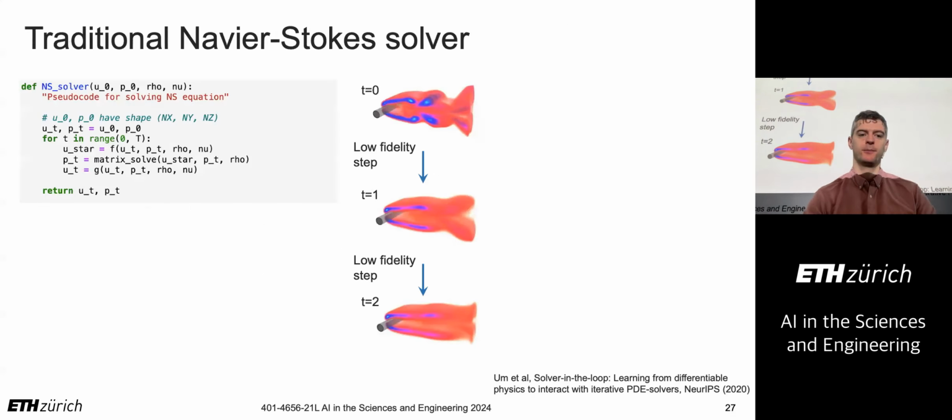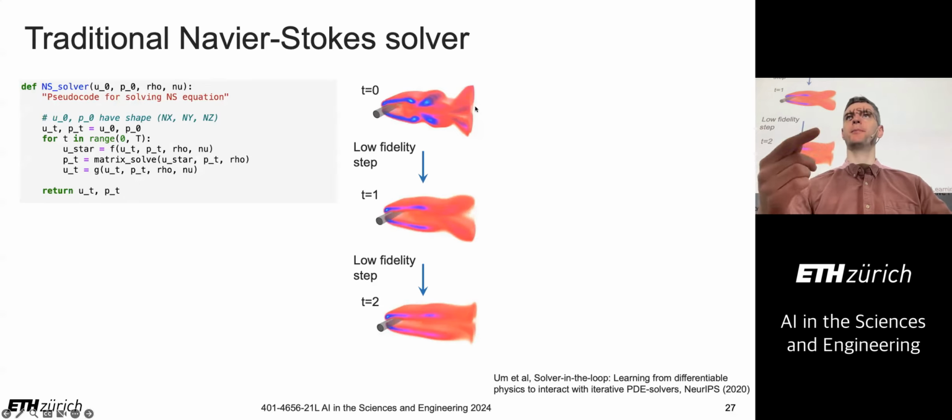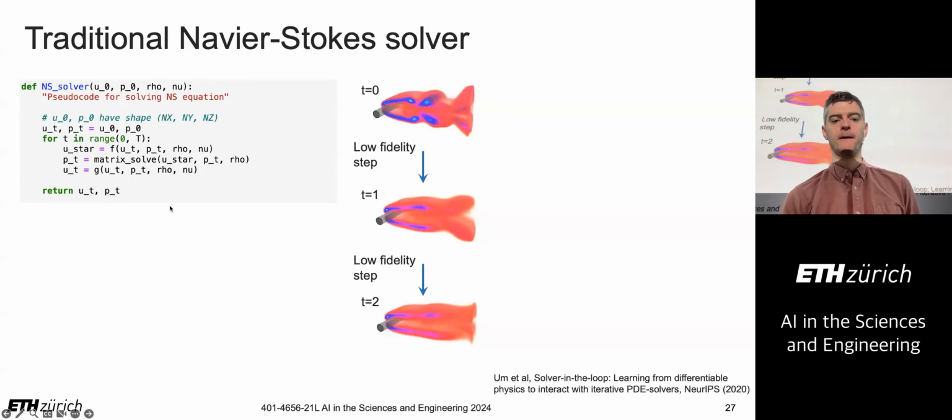So let me just put this traditional Navier-Stokes solver pseudocode up here on the left. This is the same as I showed before. And what I've done here is just draw this out pictorially. So again, it's just a for loop where the for loop has some functions that we're computing, and also inside of the for loop, it has a matrix solve where we're solving for the pressure at time +1. And so we just think of this as taking our initial flow and then carrying out many low fidelity steps to get the prediction at t +1, t +2, etc.